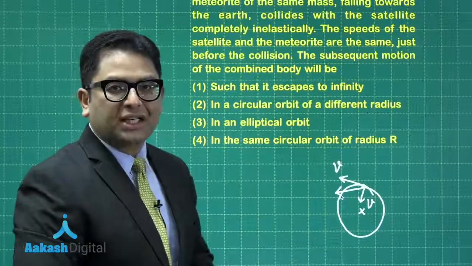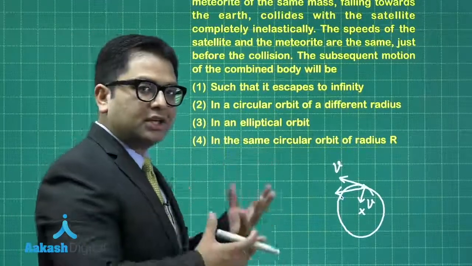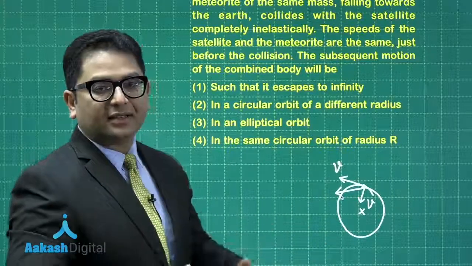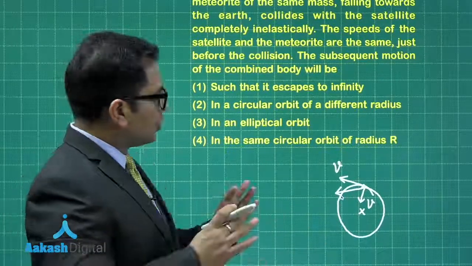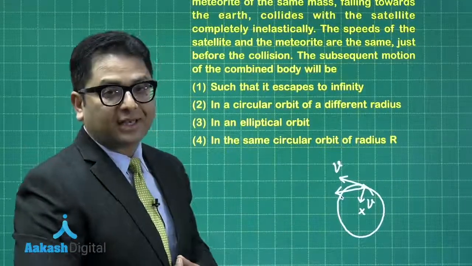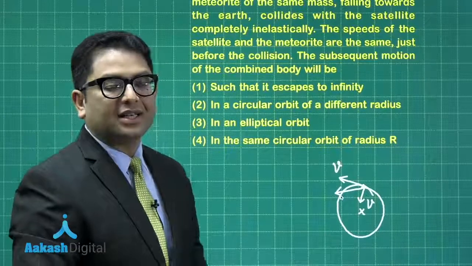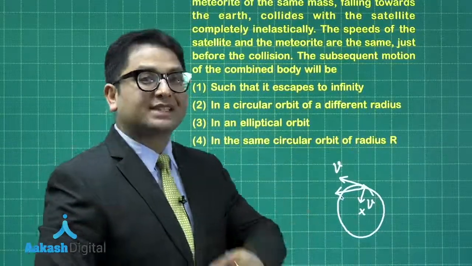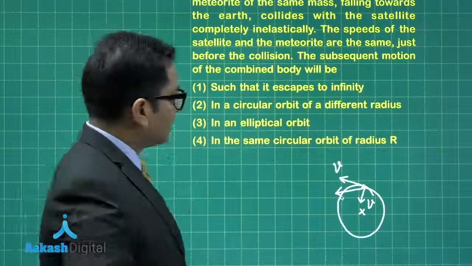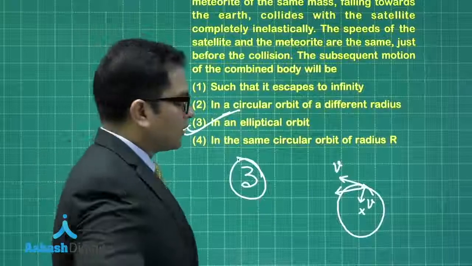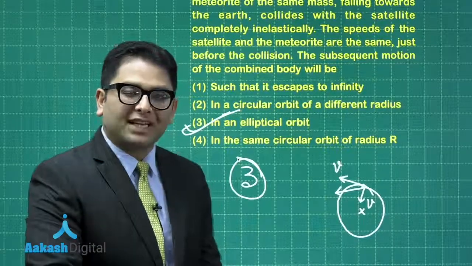Now let's try to calculate how much that resultant speed would be. Use conservation of linear momentum and you would easily find that the speed would be less than the orbital speed. So if the speed at a given distance is lesser than orbital speed, quite obviously the path would be elliptical and that combined unit would still revolve around the Earth. So option number 3 is going to be the correct one. Let's now move to the next question.